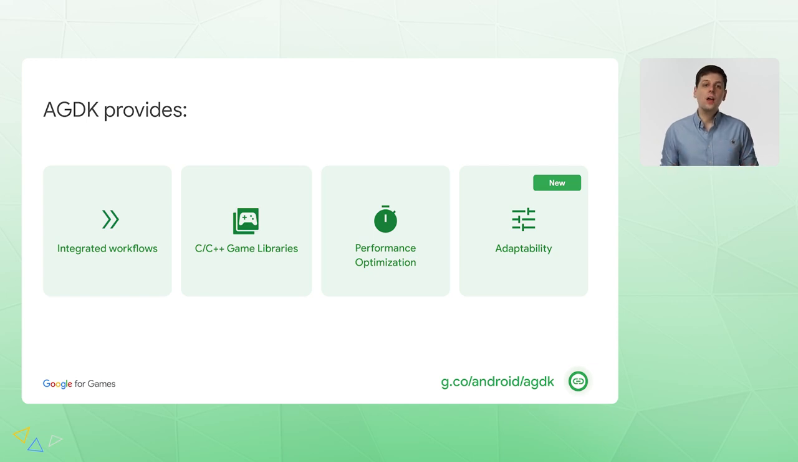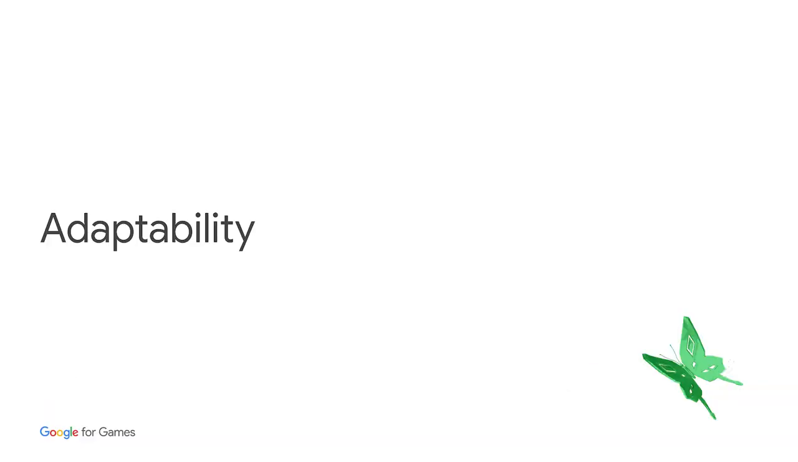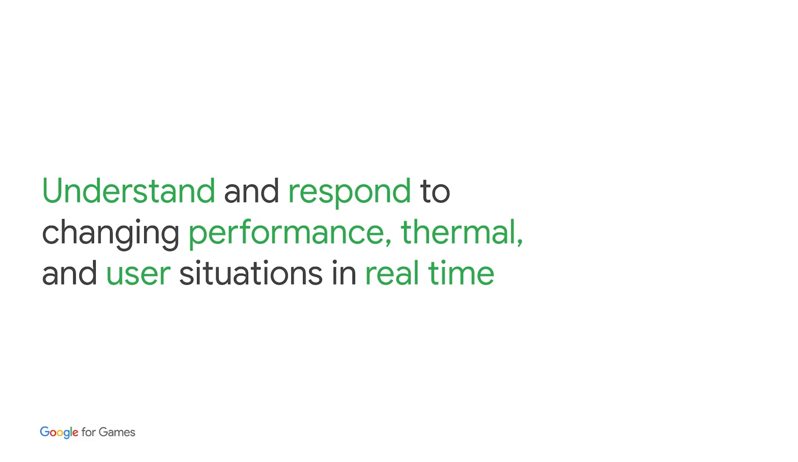To help address this, we're also adding a whole new section to the AGDK, Adaptability. So what do we mean by adaptability? We mean tools and libraries to understand and respond to changing performance, thermal, and user situations in real time.